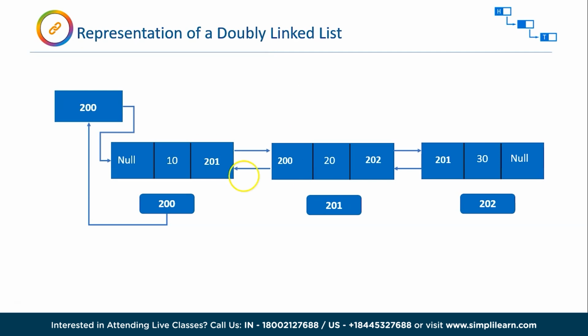Similarly, the second node holds the address of the third node, which is 201, and it also holds the address of the first node in its previous pointer, which is address 1, that is 200. Whereas the third node's previous pointer is holding the address of its previous node, that is this one, which is 201, and the next is pointing to null. In this way, they link together to form a doubly linked list.